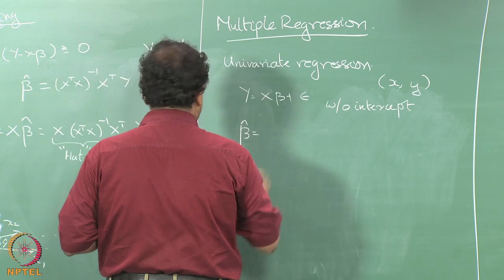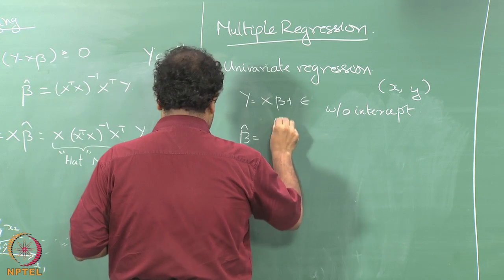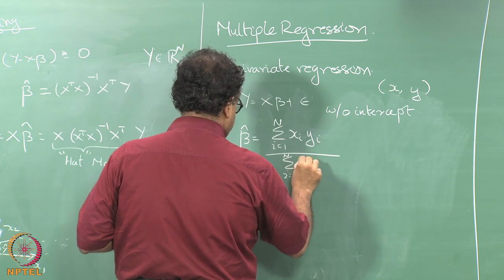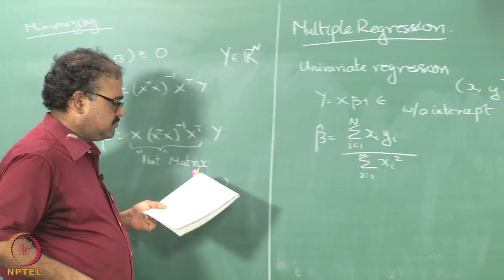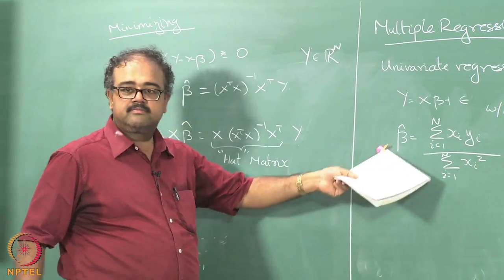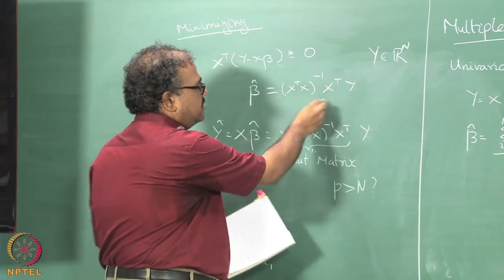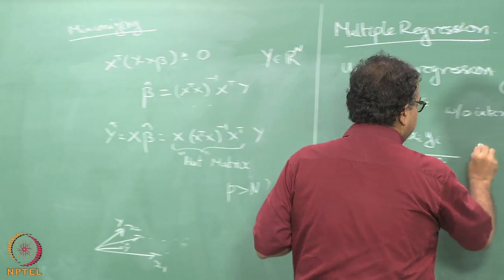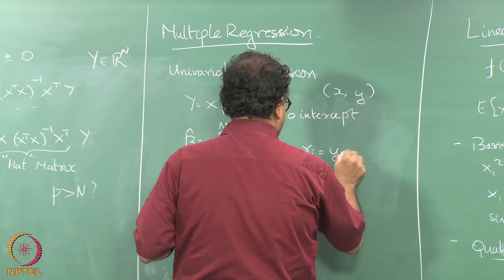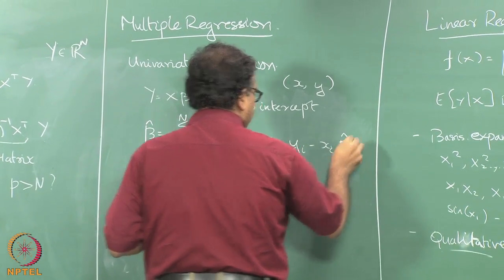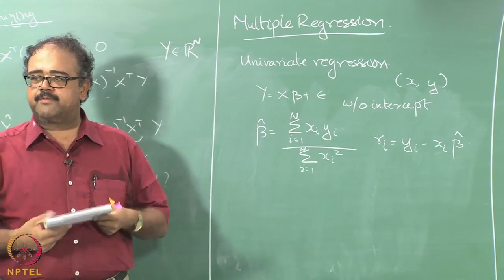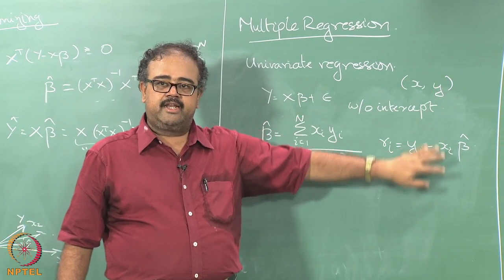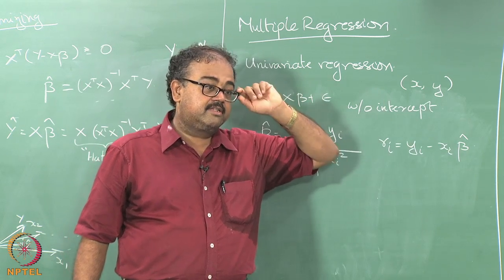Now this one beta is given by essentially our original expression for the univariate case. I am going to denote by Ri the residual error that I am making. The prediction I make is xi beta hat, and yi is the actual output I saw in the training data. So yi minus xi beta is the residual error.